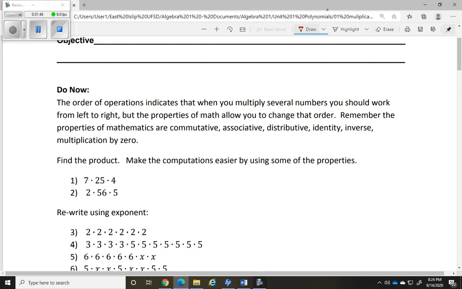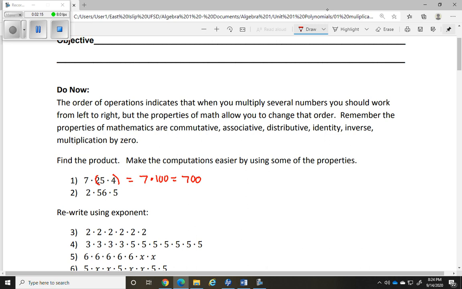So really, if I use the commutative property, or even the associative property, I'm going to use the associative property. I want to group this. I want to do the 25 times 4 first, because then I could do 7 times 100, which is easily calculated to be 700.